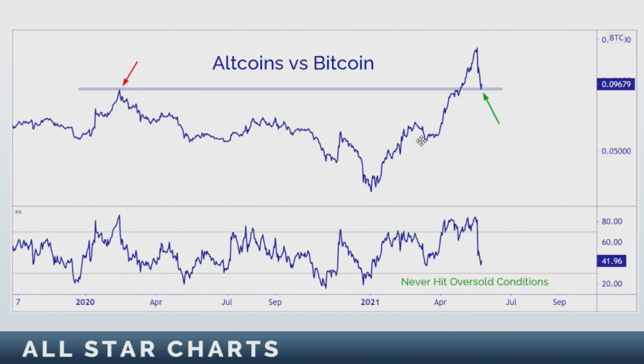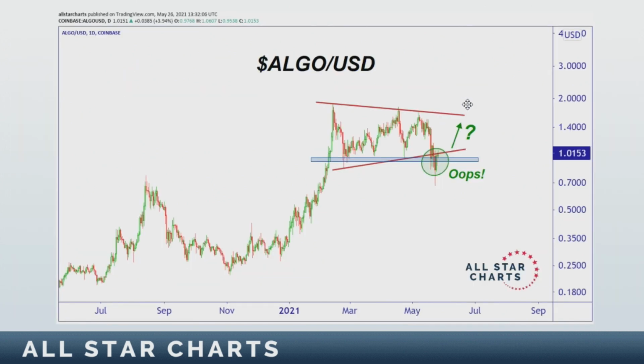Now zooming out, let's take a look at all the altcoins relative to Bitcoin. If the altcoins are going to start to outperform again, this would be a perfectly logical place for it to do that, right at the former resistance on a relative basis.